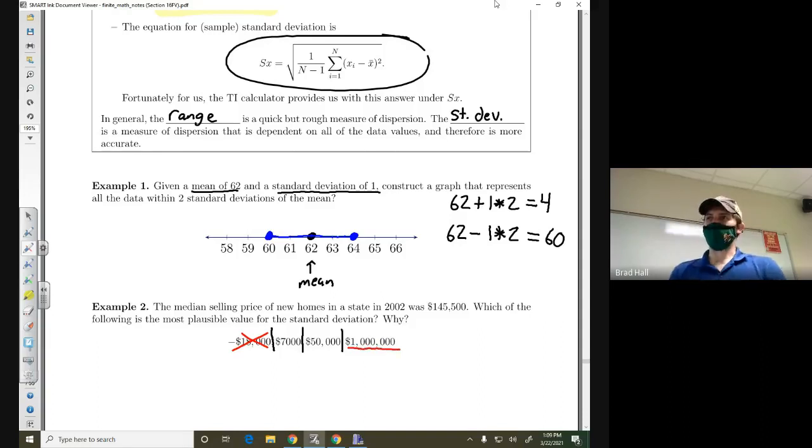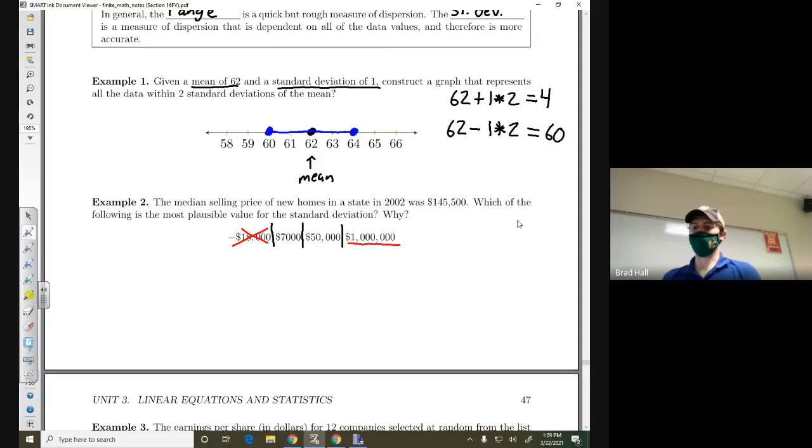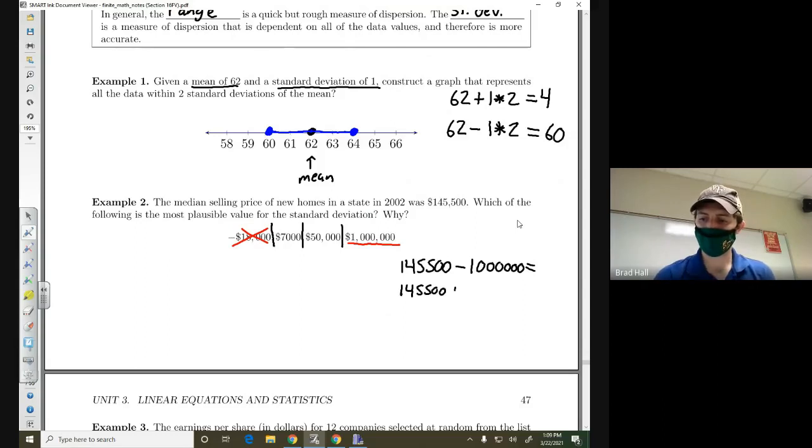Let's look at 1 million as a standard deviation. So it's saying that the expected values of homes will fall within a standard deviation of 1 million. So let's just explore what the repercussions of that are. If we looked at 1 standard deviation below the mean, or the median in this case, and then 1 above, there's going to be some crazy numbers. 1,145,500.